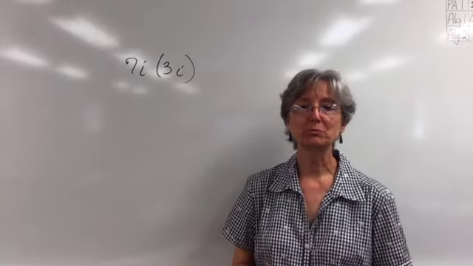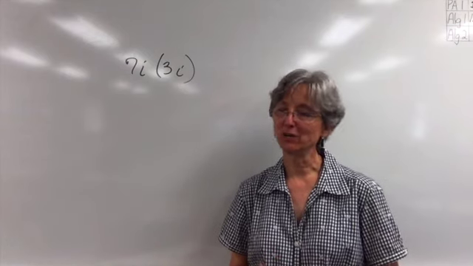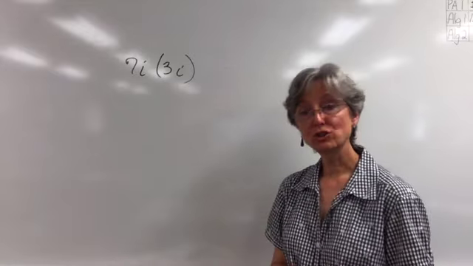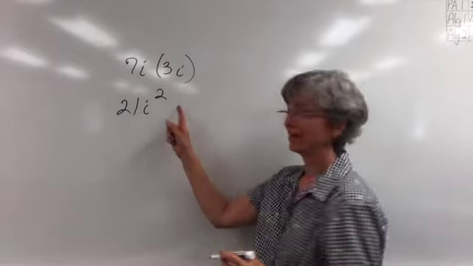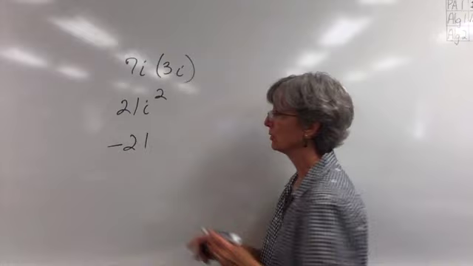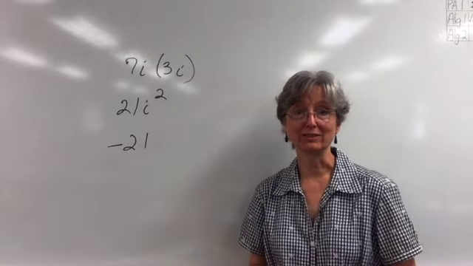What do you get when you multiply that? Pause if you need to. Come back and see if you got it right. Okay, you should have gotten 21i squared. i squared is the same as negative 1, so this becomes negative 21. Your i's disappear, and that becomes the real number, negative 21.